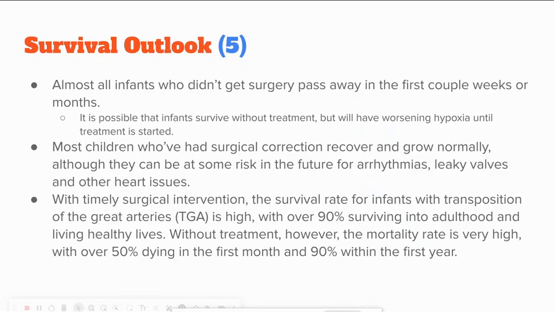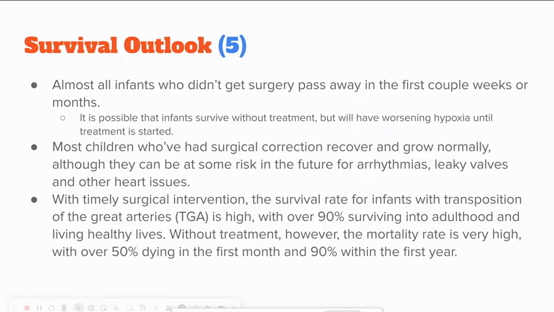All right, the survival outlooks. So most all infants who don't get surgery pass away in the first couple weeks or a couple months. It is possible that infants who survive without treatment will have worsening hypoxia until treatment is started, or eventually death. Most children who have had surgical correction recover and grow normally, although they can be at some risk in the future for leaky valves and other heart issues.